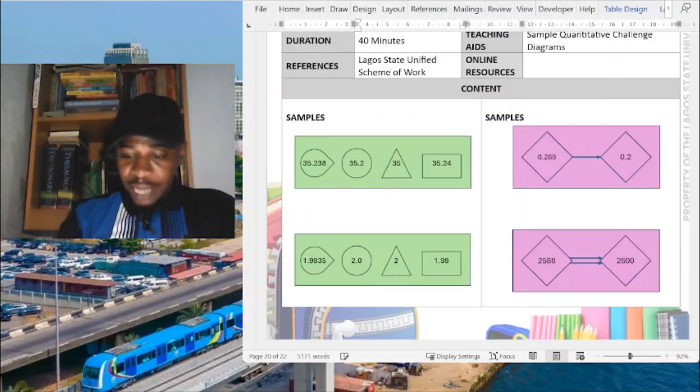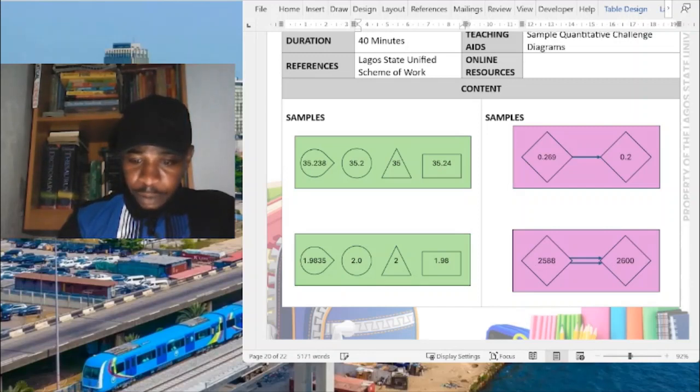Okay, so these are the quantitative reasoning problems. I'll start with the green samples on the left. So you have a teardrop shape, and then a circle shape, and a triangle shape, and then a rectangle. And in the teardrop shape, you have 35.238. In the circle, you have 35.2. And if you notice, that is like rounding off the number in the teardrop, 35.238, to the nearest tenth, or to one decimal place.